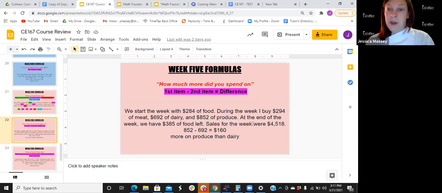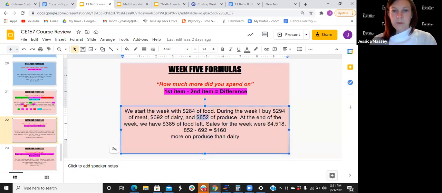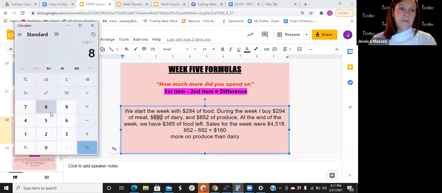Sales for the week were $4,518. That's a lot of information. In reality, the question is only asking you, how much more did we spend on produce than dairy? So a lot of this information you don't need. If you're reading that question, you're breaking it down: how much more did we spend on produce than dairy? You find your produce price. So our produce right here, $852 of produce. That would be your first number minus your dairy. Basically, how much did you spend on dairy? $692. So you take that 852 and you subtract it.